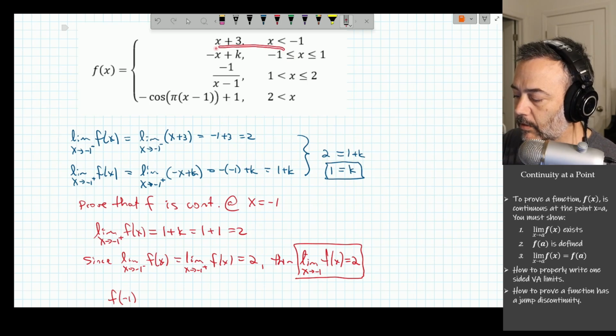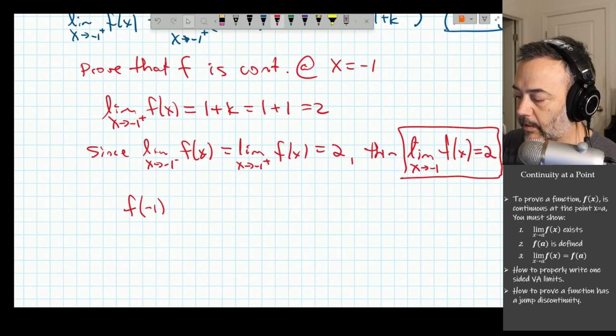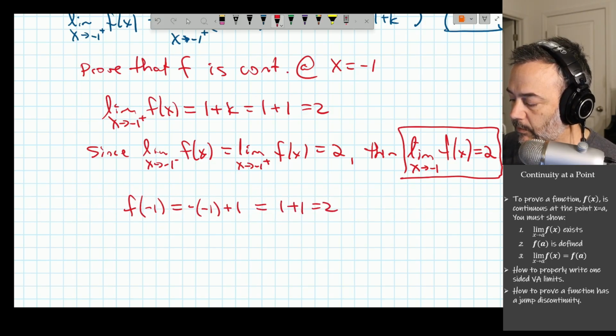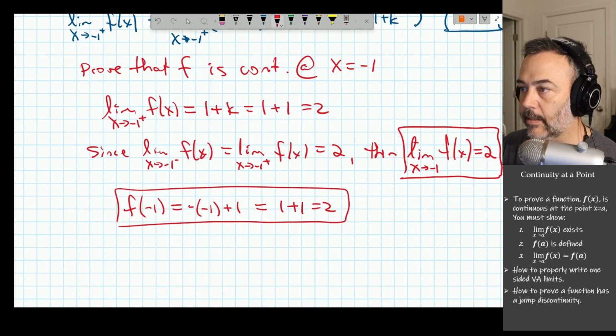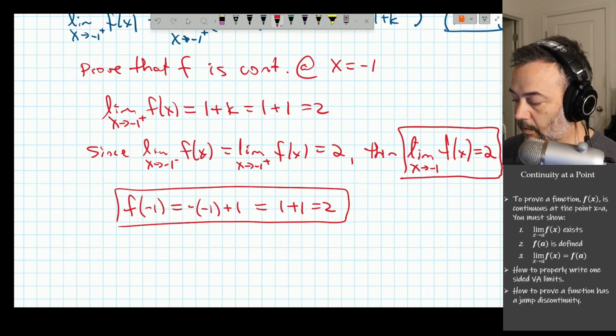Well, f of -1 gets plugged into this one. So f of -1 is -1 plus k. K is 1. So it's 1 plus 1 equals 2. This is step 2 below me. I'm not done. I need to do 3.